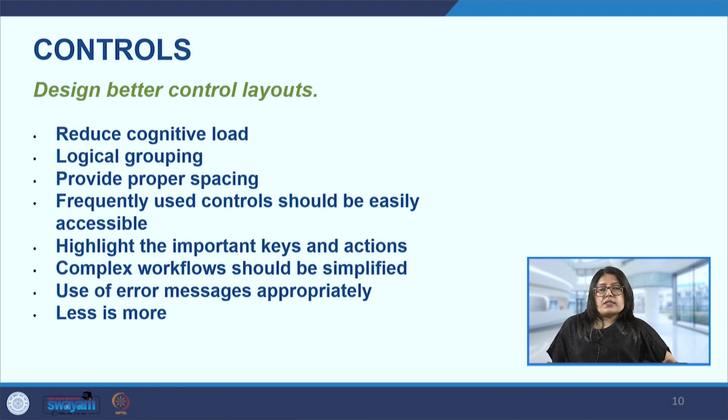So in order to design better controls, some of the aspects that need to be kept in mind are that we have to remember one important purpose, which is to reduce the cognitive load on the user. We don't have to overwhelm the user with too many controls so that they get lost and confused, but we have to progressively introduce these to the user so that their work is not affected, their efficiency is not compromised. The next is the logical grouping.